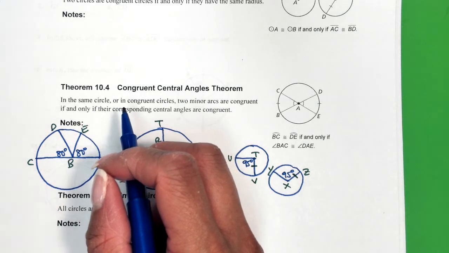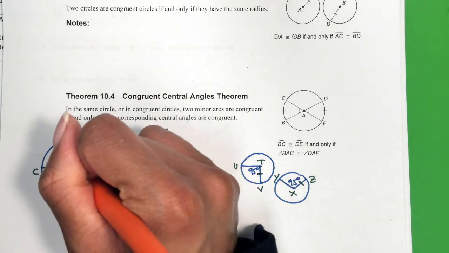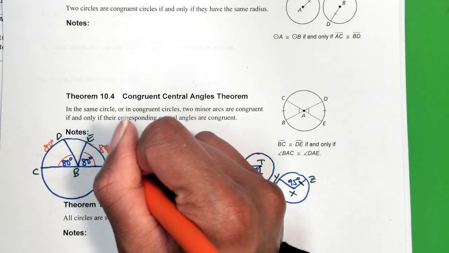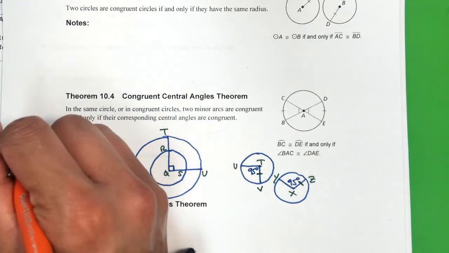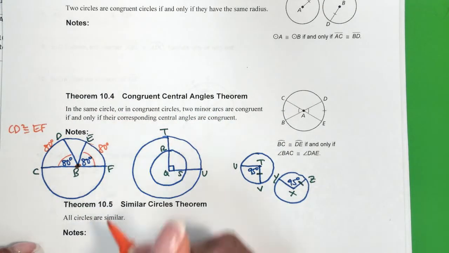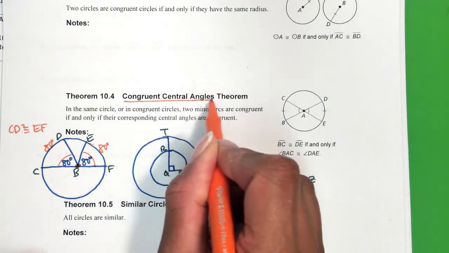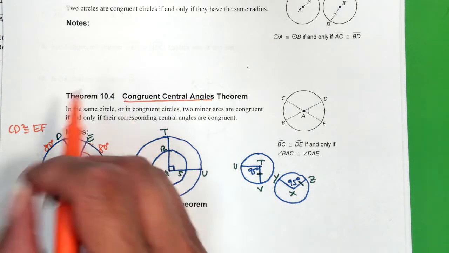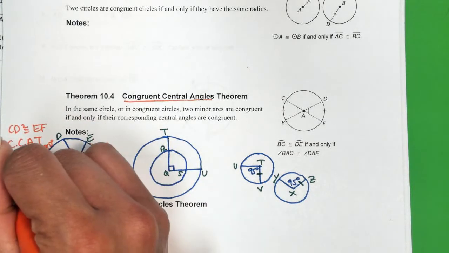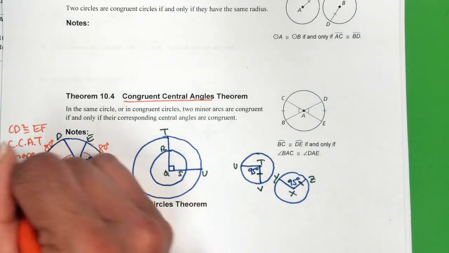So in this case, I have two arc lengths that are the same. If this was 80, then the arc length here is 80. And if this was 80 as well, then EF is 80. So I know that CD is congruent to EF, and they both share a central angle at B. So these two are congruent. You can say CCAT, because they share B and their arc lengths are the same.